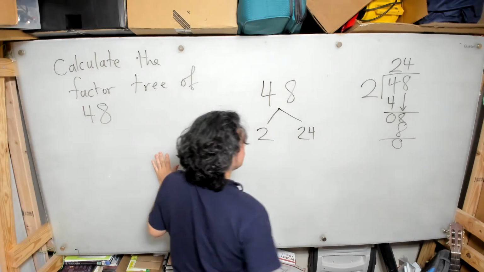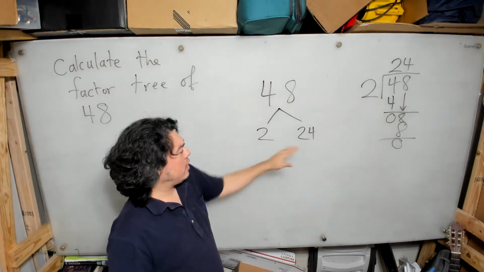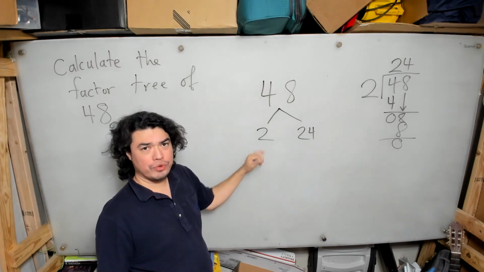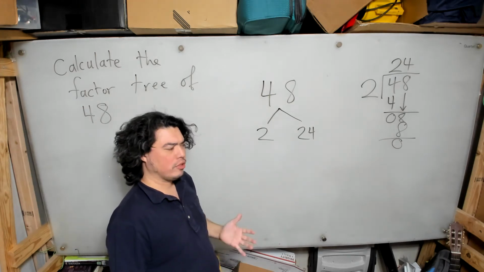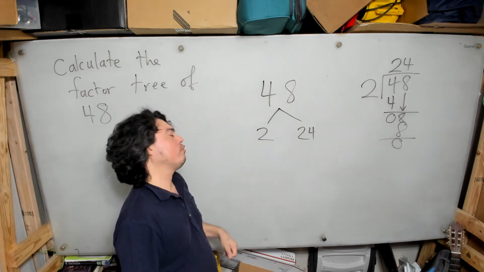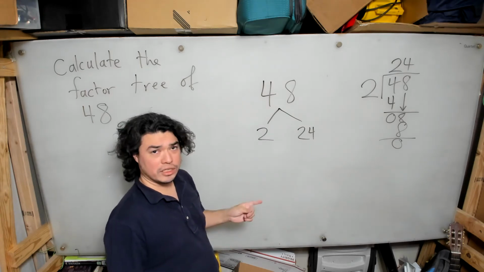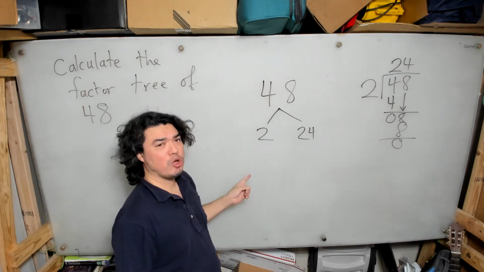Now, I know 2 is a prime number. What do I mean by a prime number? I mean one of those numbers whose only factors are 1 and itself, okay? So for example, 2 is the smallest prime number, because 1 is not considered prime.